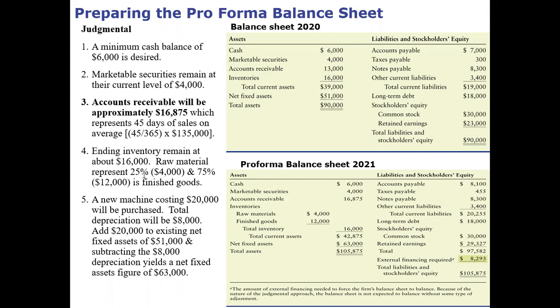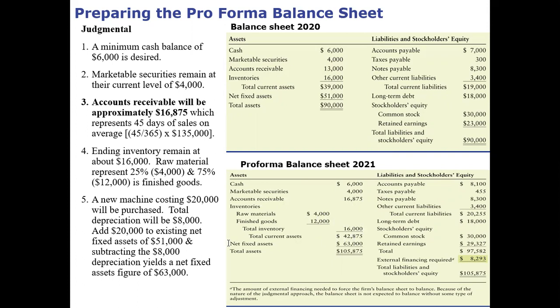The second item is the ending inventory remain at 16,000. This is the ending inventory. How much is the ending inventory? 4,000 and 12,000, 16,000. This is the total inventory. We have it here. After that, we can calculate all the items, which is the cash, market securities, account receivable, plus the total inventory is 16,000. This will give me the total current assets.